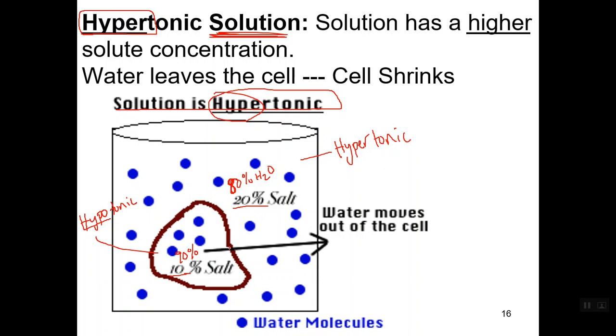Water is always going to go from a higher water concentration to a lower water concentration. This is just diffusion, it's osmosis, right? The salt's not going to move, it's stuck. It can't fit through the membrane, but the water can, right? So the water moves out of the cell into the solution. It goes from a higher 90% concentration to a lower 80% concentration.